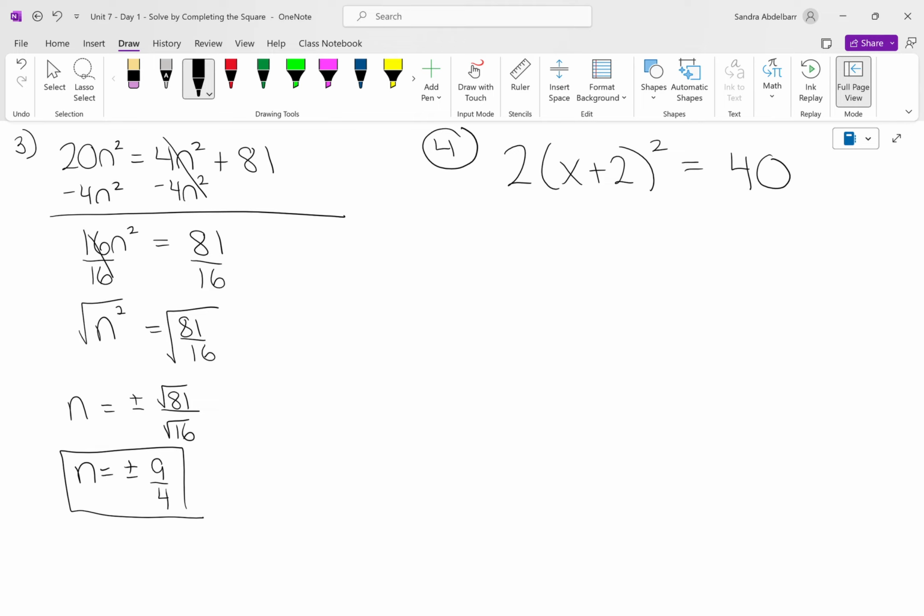So here we have 2 times the quantity of x plus 2 squared equals 40. You want to get whatever quantity is being squared by itself. This time the quantity that's being squared is x plus 2. So I need to get the parentheses basically by itself. So to do that, I can divide by 2 on both sides. So now I have the quantity of x plus 2 squared equals 20.